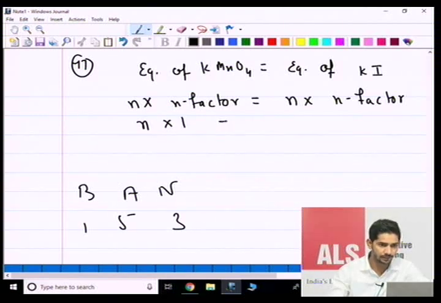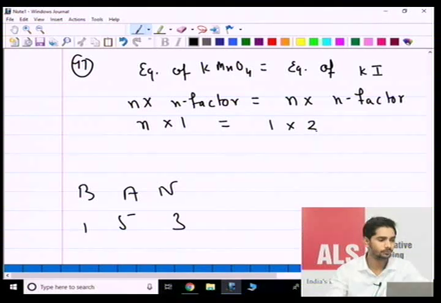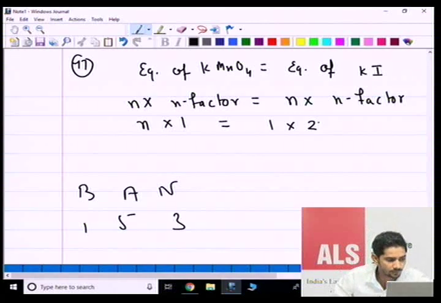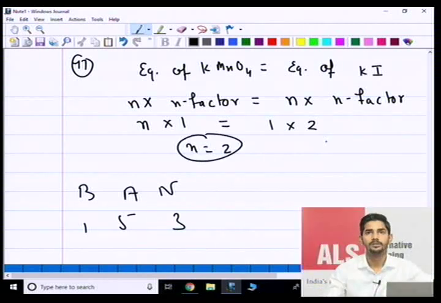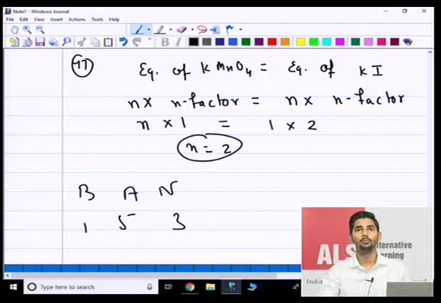The number of moles we have to calculate. The number of moles of KI given to us is 1. And in the alkaline medium, when KI is reduced, its n factor is 2. You have to remember this one. So the answer should be n equals 2. Guys, you can remember these numbers, that KI when reduced, its n factor will be 2.